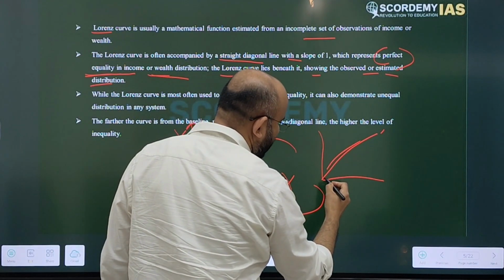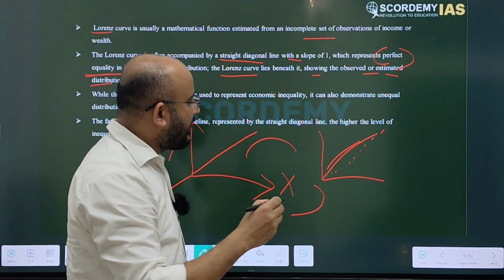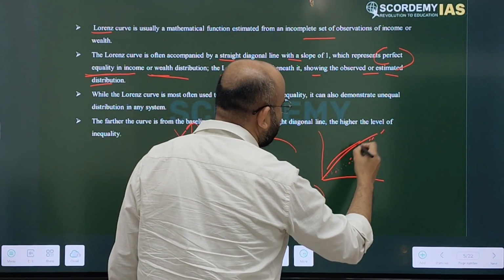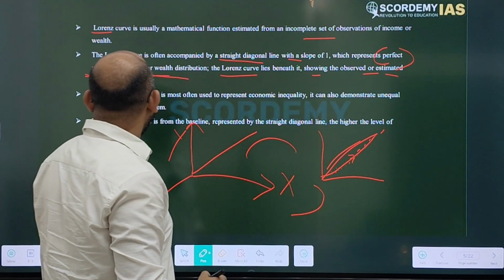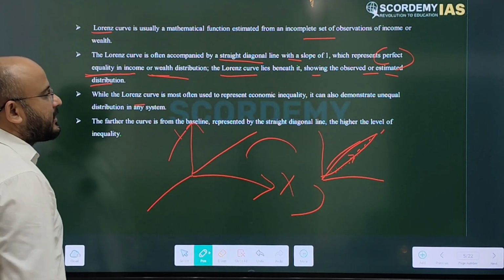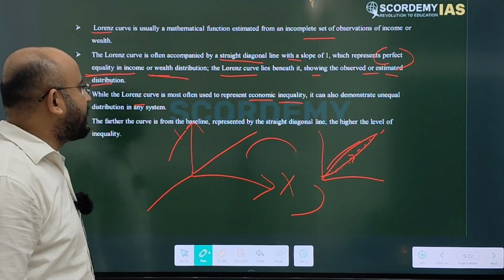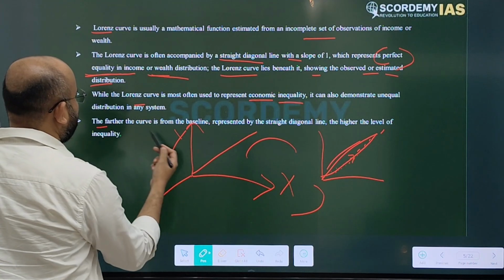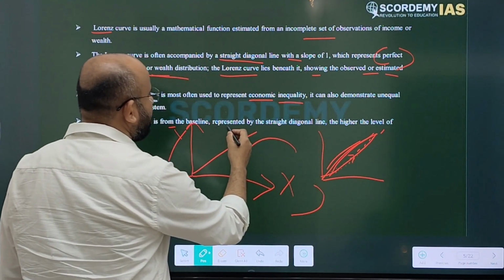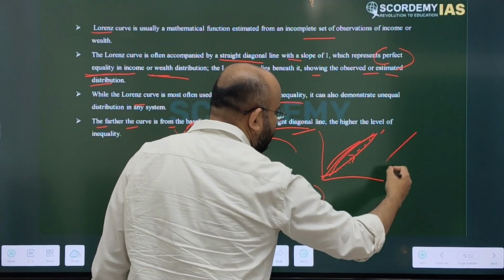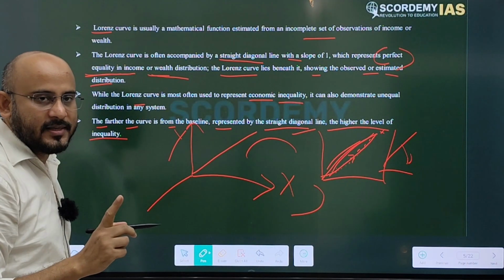The distribution goes like this, and with points plotted like this, the line below is called the Lorentz curve. The Lorentz curve is most often used for graphical representation of economic inequality. The farther the curve is from the baseline, represented by the straight diagonal line, the higher the level of inequality.